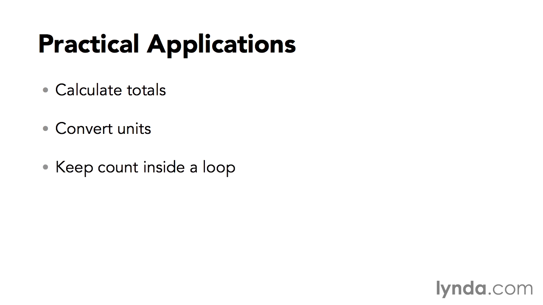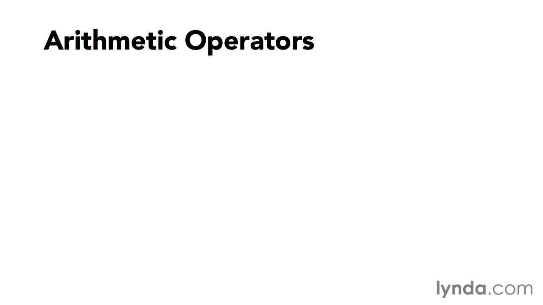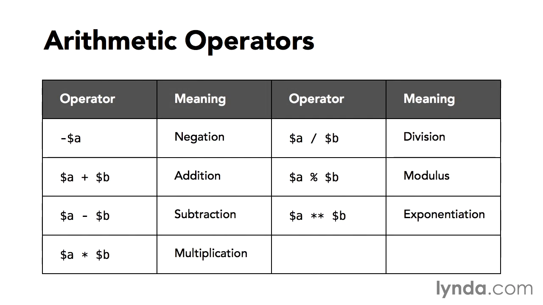And in programming languages like PHP, it's often important to keep count inside a loop that performs a repeated action. Using PHP to do such calculations is generally straightforward, but there are some peculiarities that might trip you up. In this video, we'll focus on using arithmetic operators. Depending on how you count them, PHP has 6 or 7 arithmetic operators.